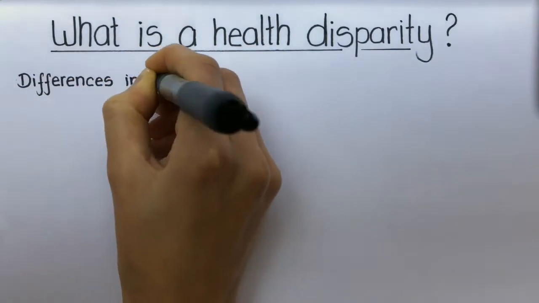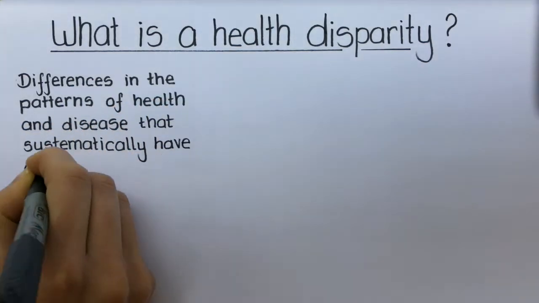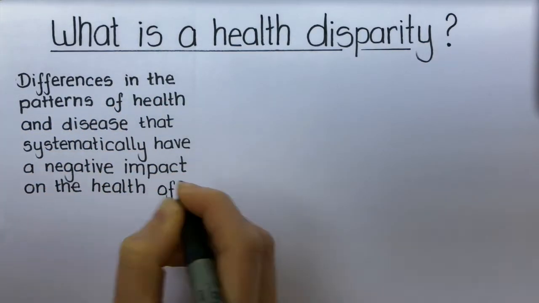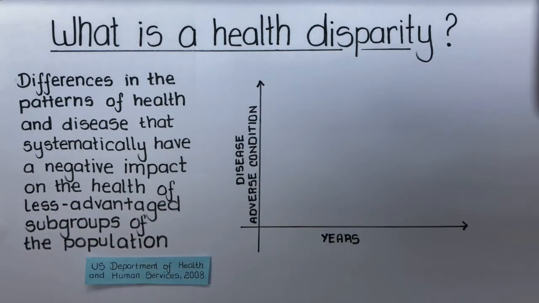Health disparities are differences in the patterns of health and disease that systematically have a negative impact on the health of less advantaged subgroups of the population. In this graph, we are going to look at how a disease or an adverse condition evolves along the years of life among different groups.